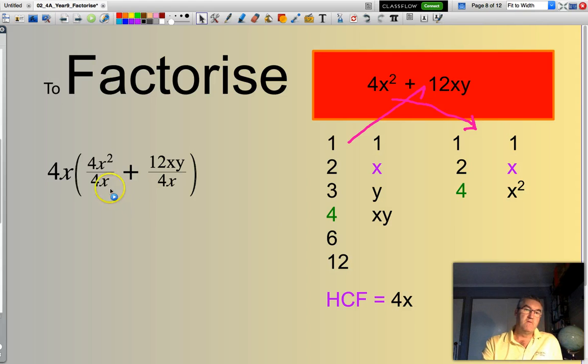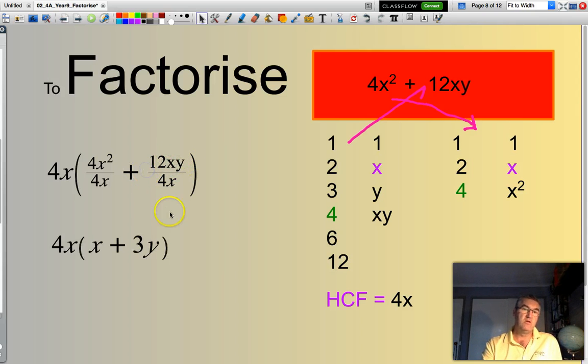Then 4x, so we'll divide the 4 by the 4, and that just ends up with a 1. So we don't need to worry too much about that. X squared divided by x is x. 12 divided by 4 is 3. xy divided by x, well, the x will just cancel out, and I'll just be left with that y there.